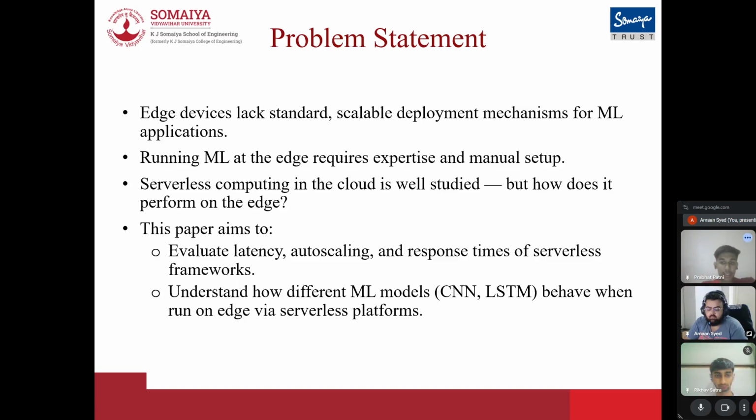The paper addresses this gap by evaluating the performance, in terms of latency, scaling, and more, of several serverless frameworks on edge hardware, as well as comparing how different ML models, such as CNNs versus LSTMs, perform in this environment. Essentially, the paper asks, is serverless computing a viable model for deploying ML at the edge? And what are the associated performance trade-offs and the best practices?